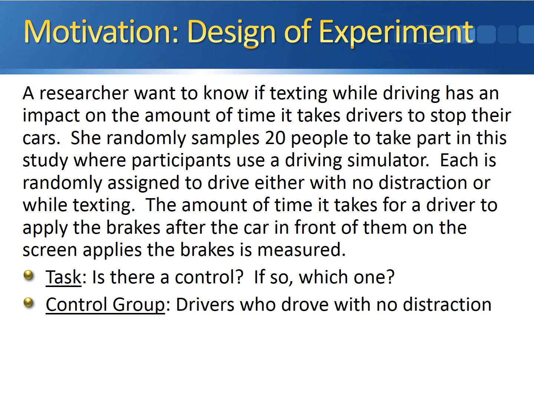Both of these are treatments, but the drivers who drove with no distraction is specifically given the name the control group. The group that was driving while texting is not a control because they had an added distraction that caused them to drive under atypical circumstances.